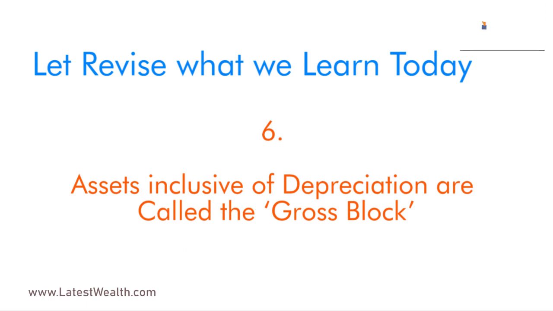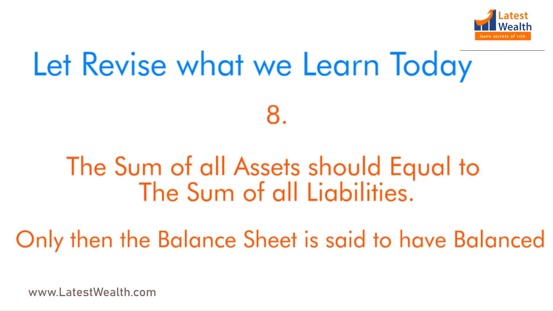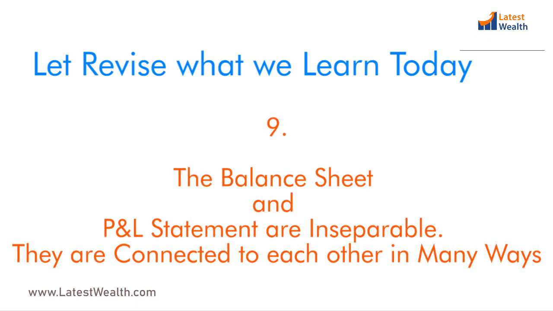Six, assets inclusive of depreciation are called gross block. Seven, net block is equal to gross block minus accumulated depreciation. Eight, the sum of all assets should be equal to the sum of all liabilities. Only then is the balance sheet said to balance. Nine, the balance sheet and profit and loss statement are inseparable. They are connected to each other in many ways.